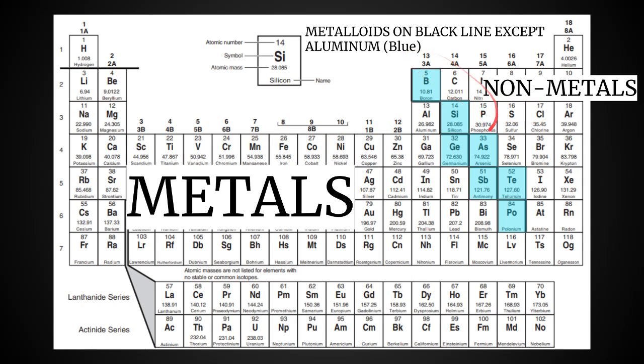Moving on, we see our metalloids right here. There is a black line that goes right through here, and that identifies our metalloids. They're all going to be on that line, touching it. So phosphorus is not touching it, so it's not a metalloid. The only exception would be aluminum here, because aluminum is a metal, not a metalloid.